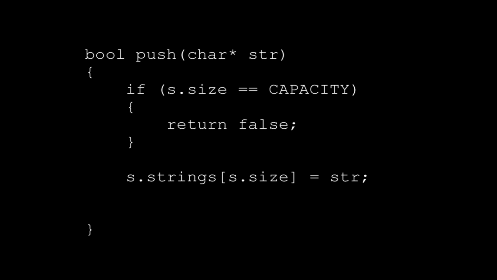So we can do it with that kind of one-liner, if that makes sense. So we've got our strings array. We're going to access it at the size index, and we're just going to store our char star in there. Notice how there's no string copying going on in here, no dynamic allocation of memory.